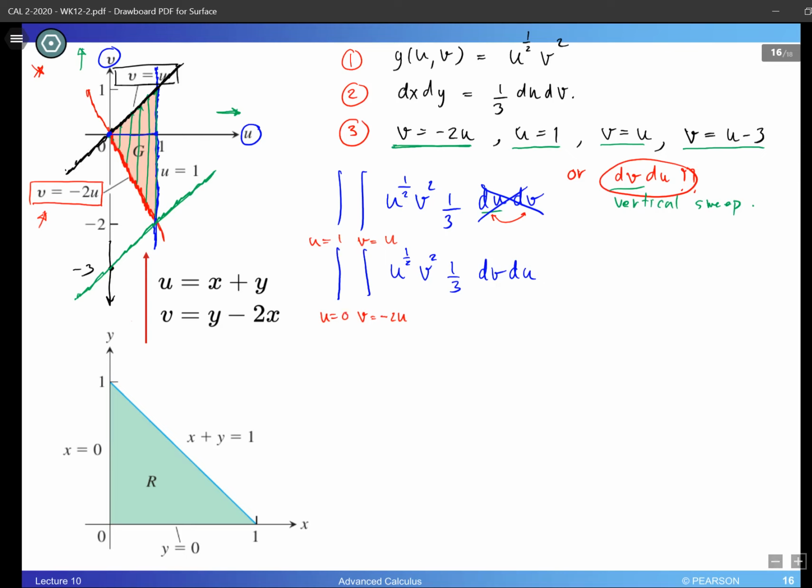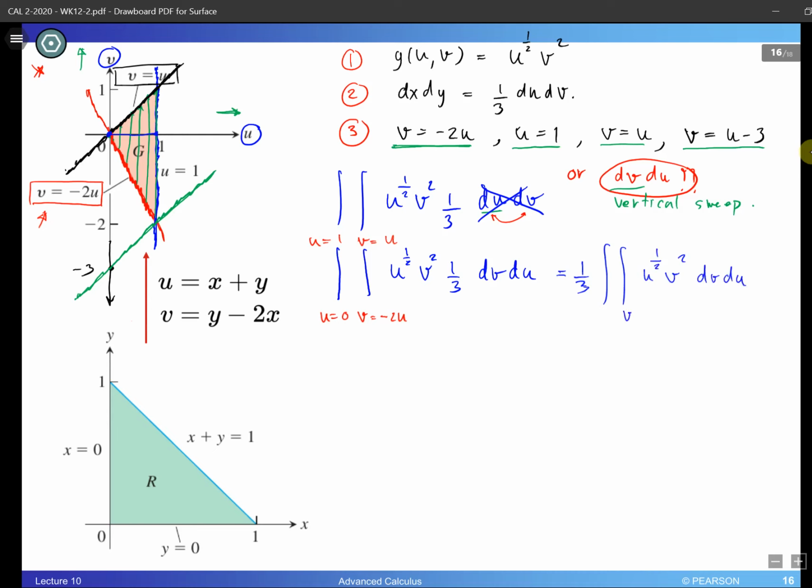Now we got everything. Functions in terms of u and v, differentials in terms of u and v, the order that makes integration easier to work with, and all the boundaries in place. From now on, we just proceed with the integration normally. We are going to integrate with respect to v first. First of all, I'm going to take 1 over 3 outside. So we have 1 over 3 right here, and the integration of u to the 1 over 2 times v squared, and we have dv first, and then du.